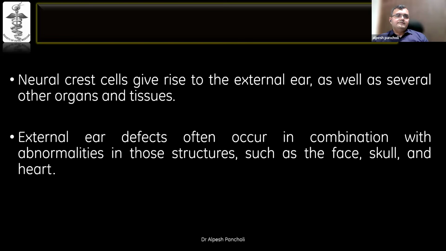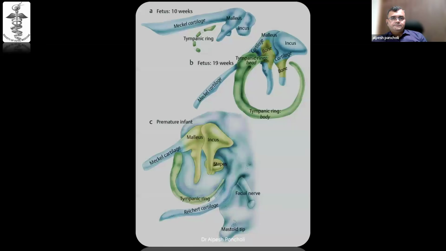One more important thing is neural crest cells give rise to external ear formation as well as other organs like conotruncal tissue and thymic tissue as well as the craniofacial bony tissues. So external ear defects often occur in combination with abnormalities in these structures, such as face, skull, and heart.